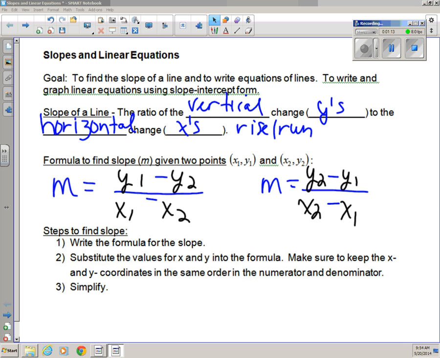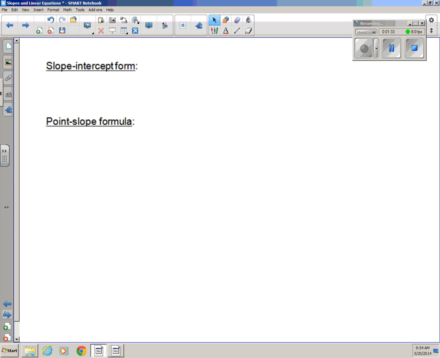They do happen to give you this formula for the slope on the Regents, so it's on that reference sheet. So when you want to find the slope, I would suggest that you write the formula. I would substitute in the values for x and y into the formula. Make sure to keep the x and y coordinates in the same order, in the top and in the bottom, and then make sure you simplify. All right, so double negatives become a positive, and if you've got a fraction that can be simplified, you go ahead and do it.